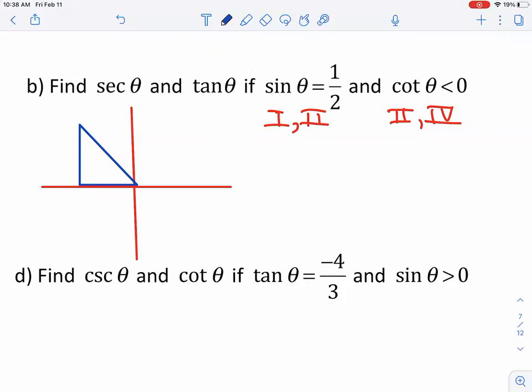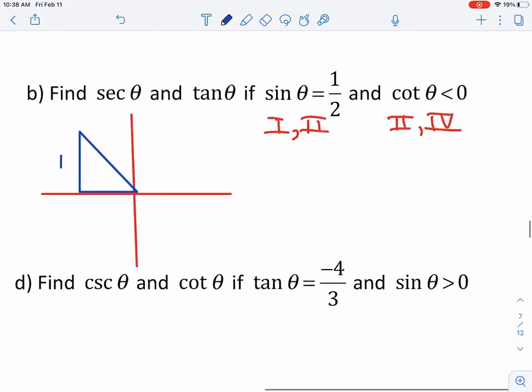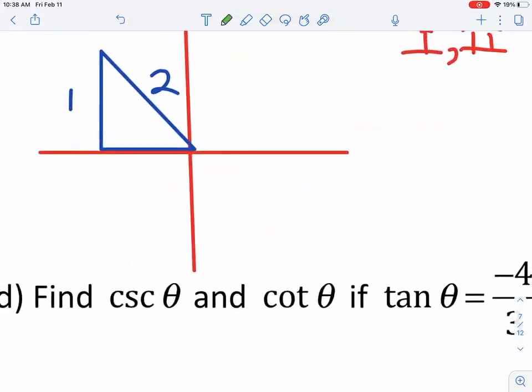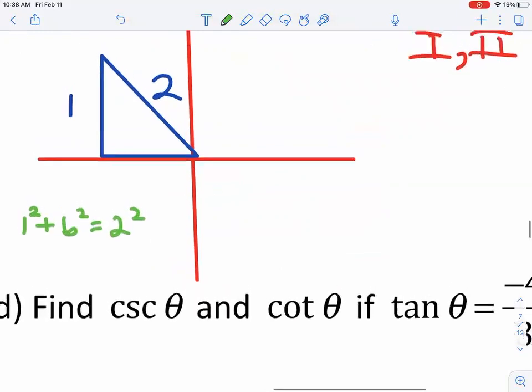So I think that's kind of the hard part, is determining the quadrant and then making sure that we draw our picture correctly. We're always making it perpendicular to the x-axis. Because now I just want to fill in that the sine is 1/2, because sine is opposite over hypotenuse. And now I need to find that third side here. So I could do 1 squared plus b squared equals 2 squared. And so that's going to be the square root of 3.